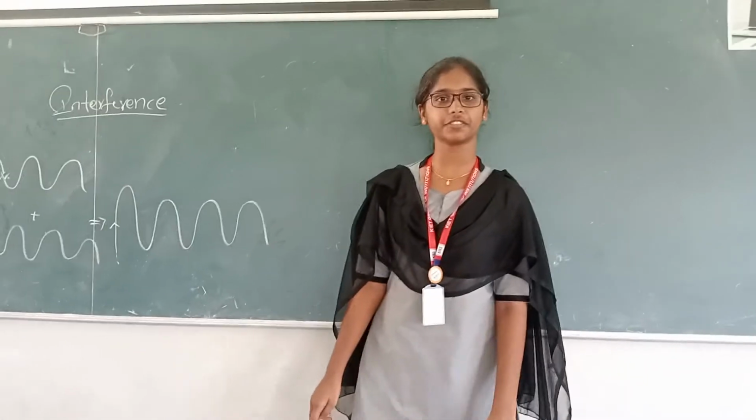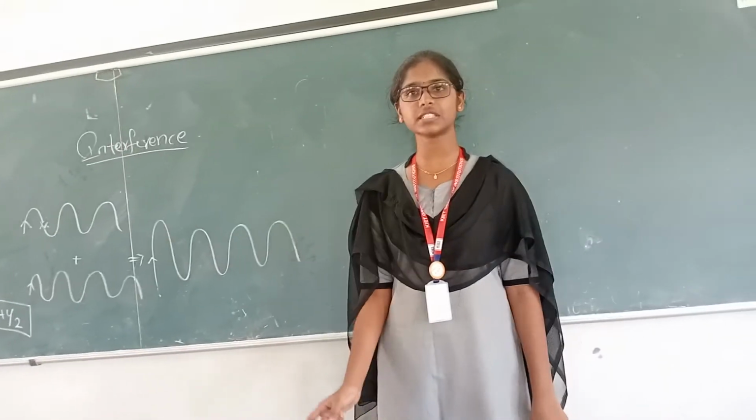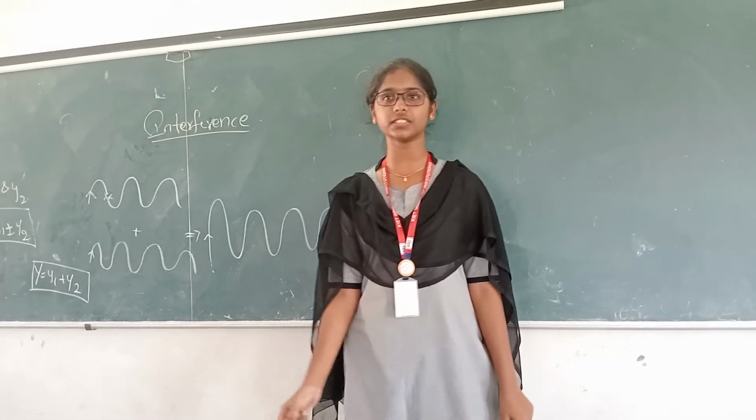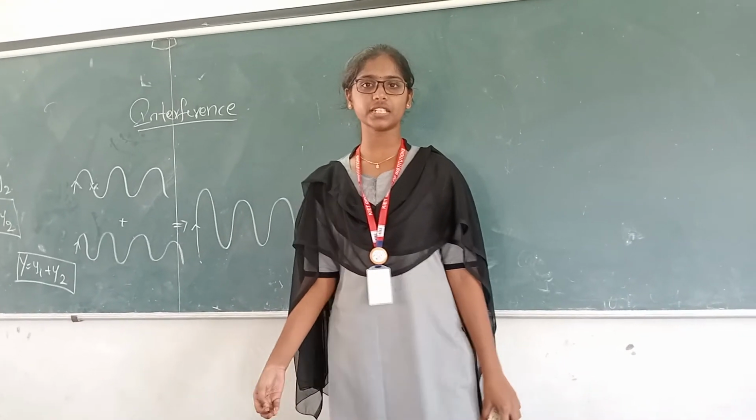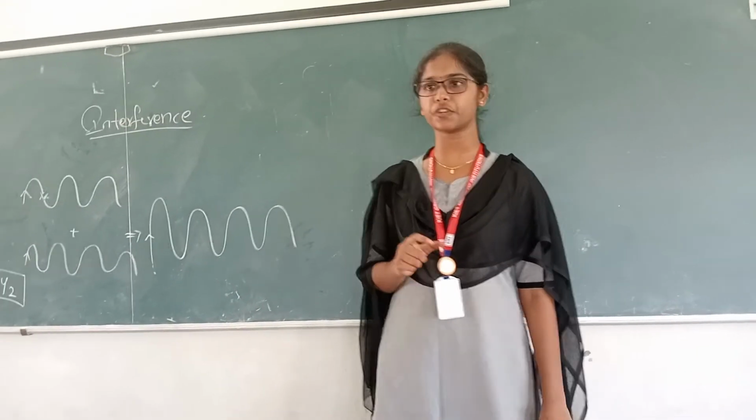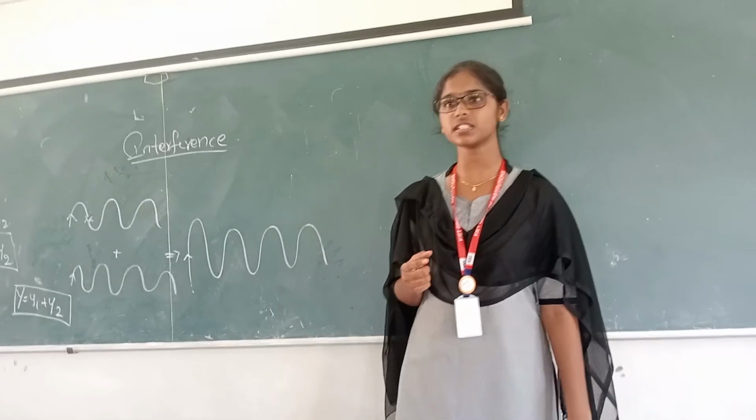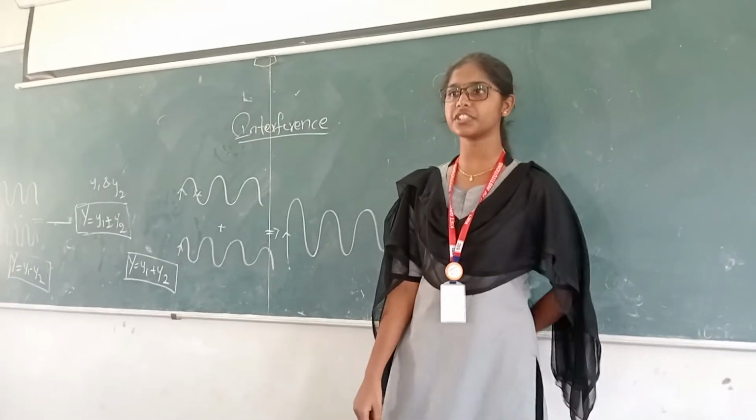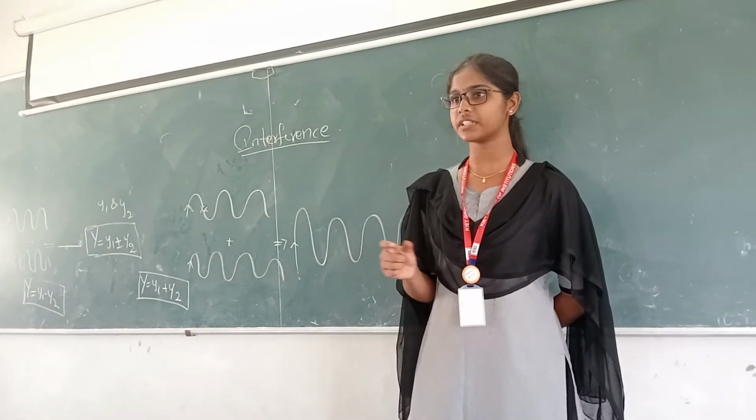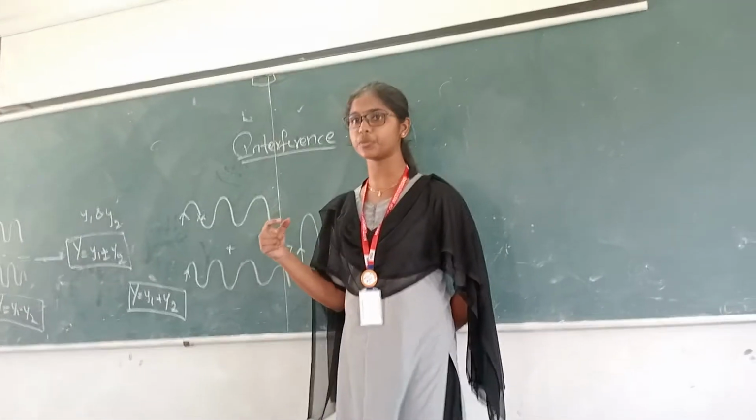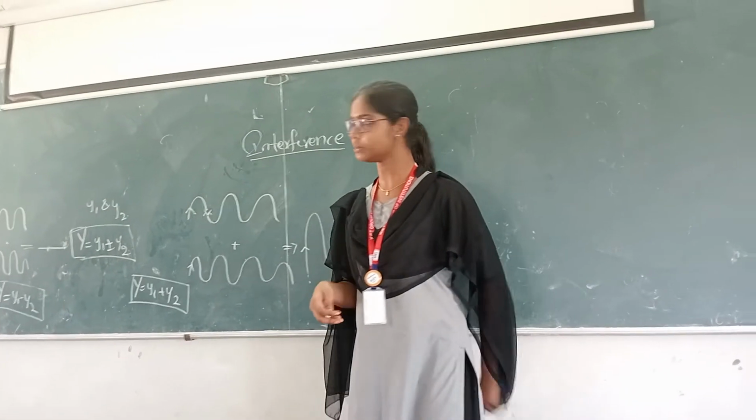Types of interference. Interference means when two or more waves having the same amplitude, frequency, wavelength meet together in a medium. And there are mainly two types of interference. One is constructive interference and another is destructive interference. Constructive interference means when two waves traveling in the same direction interfere with each other, then the resultant amplitude is the sum and the resultant amplitude is maximum.